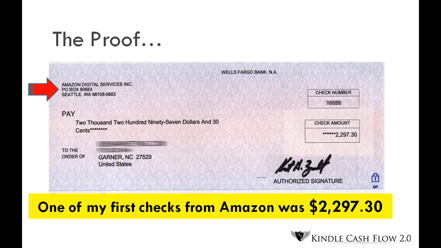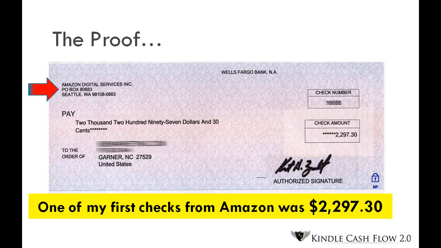Let's take a look at some of the income that I made when I first started this. Here's one of my initial checks. We're going to talk about this later on as well because this almost happened by accident. It's an amount of $2,297.30. At the time, I was doing a few other things, so this really didn't catch my attention at first, because I was just like a lot of you, dabbling in a lot of things.